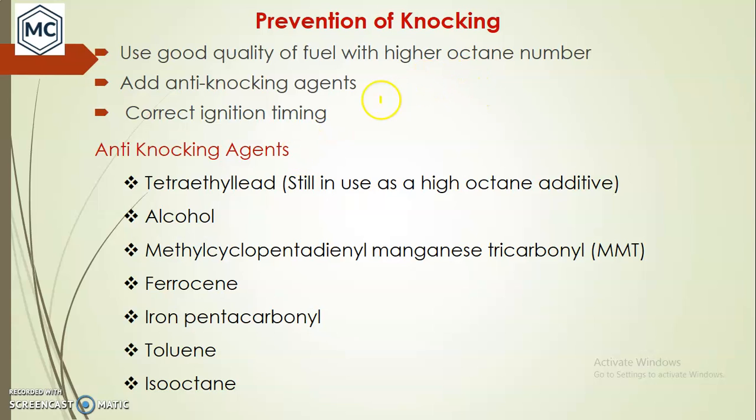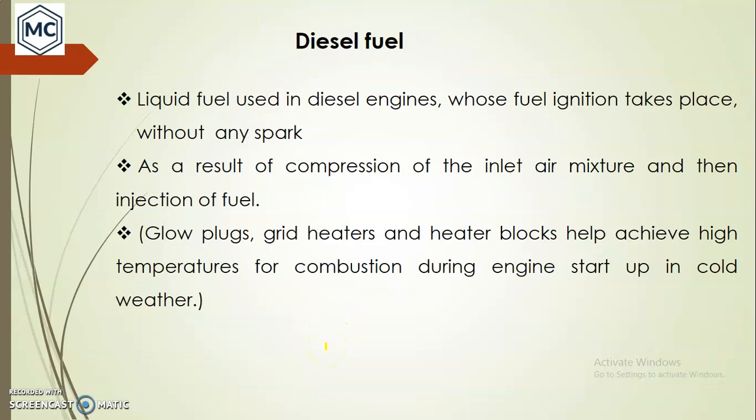So knocking can be prevented by using good quality fuel with a higher octane number, and also by adding an anti-knocking agent, which can correct ignition timing. Anti-knocking agents are tetraethyl lead, still used as a high octane additive, and alcohol can be used, and methylcyclopentadienyl manganese tricarbonyl can be used, ferrocene and iron pentacarbonyl, and toluene and isooctane.